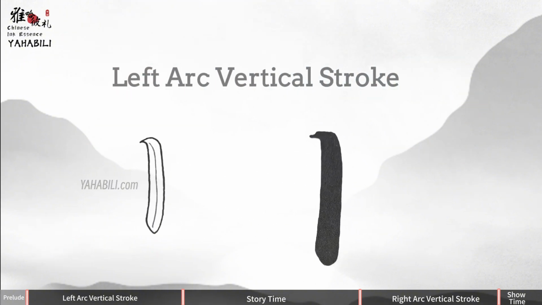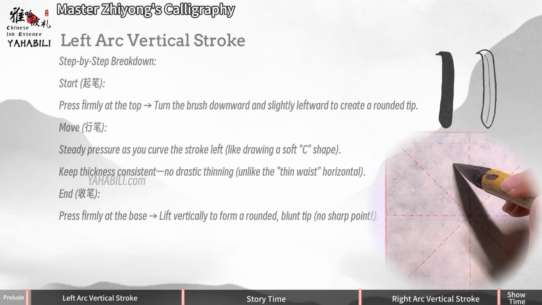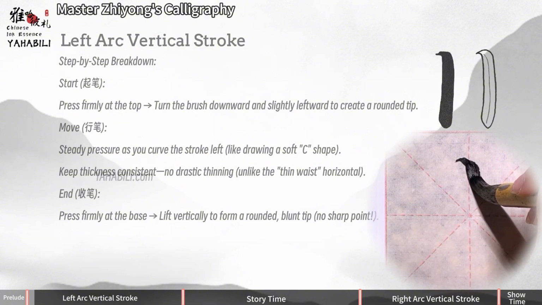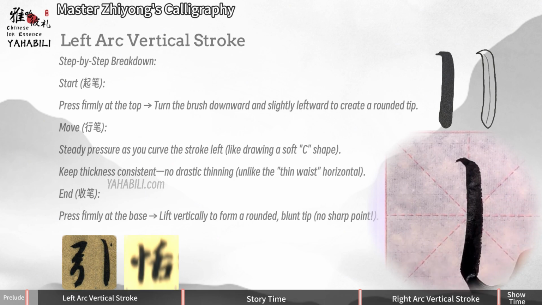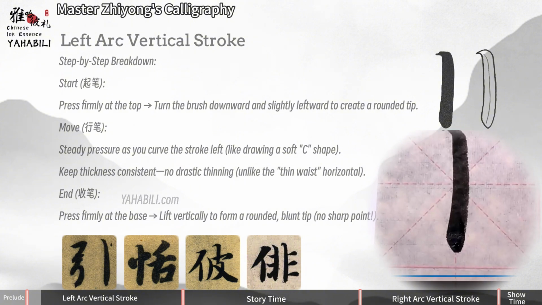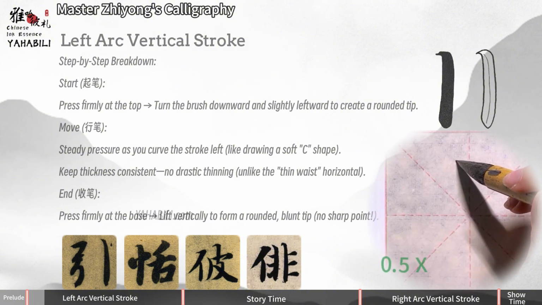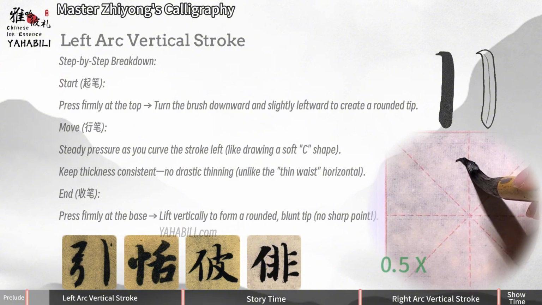Left arc vertical stroke. A vertical stroke with a subtle curve to the left, resembling a gently bent bamboo stalk. Step-by-step breakdown. Start: press firmly at the top. Turn the brush downward and slightly leftward to create a rounded tip. Move: steady pressure as you curve the stroke left, like drawing a soft C shape.